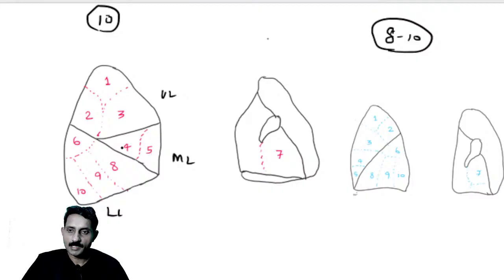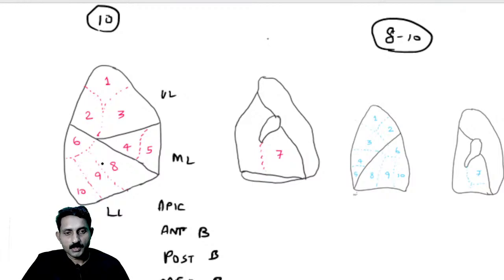Okay. Now 5 is medial, 4 is lateral. On the lower lobe, we got an apical, anterior basal, posterior basal, medial basal, lateral basal. So in the lower lobe, what is there? We got an apical, anterior basal, posterior basal, medial basal, lateral basal. Okay. Why have I not put the 7? Because 7 you can see only from the medial side. This is called the medial basal. This is the hilum. We can see the 7th segment only from this side.